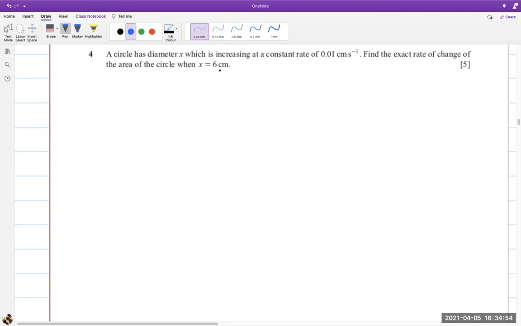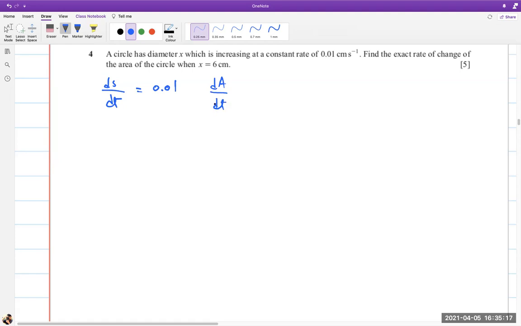All right, a circle has diameter x, which is increasing at a constant rate of 0.01. What is this telling me? It's telling me that, let me call the diameter, I don't know, s. So it's telling me that with time, diameter increases by 0.01. Find the exact rate of change of area when x is 6. So it's actually asking me to find the area by time.